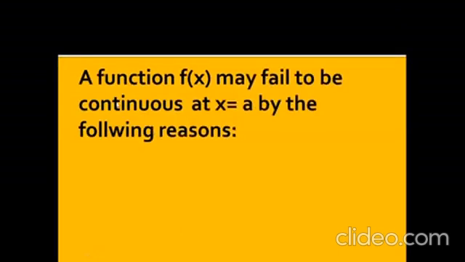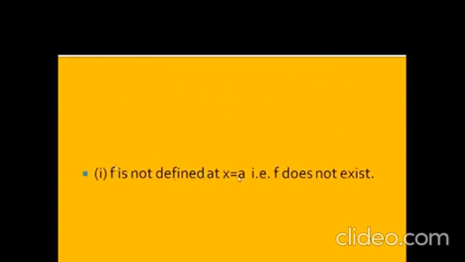Now we can look at this. A function f(x) may fail to be continuous at x = a for the following reasons. Now look at the first point. In the first point, f is not defined at x = a. It means the function is not defined at the particular point a. So we can say the function does not exist there and it will not be a continuous function.